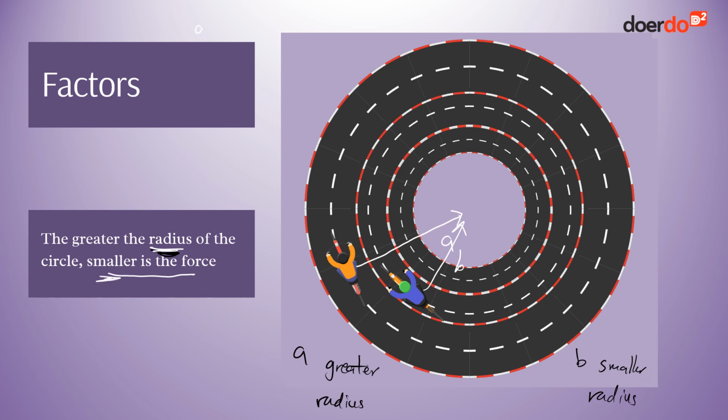So this person over here, the A, has a greater radius, and therefore A will have a smaller force as compared to B, which has a smaller radius and therefore greater centripetal force. So this is the third factor that affects your centripetal force.